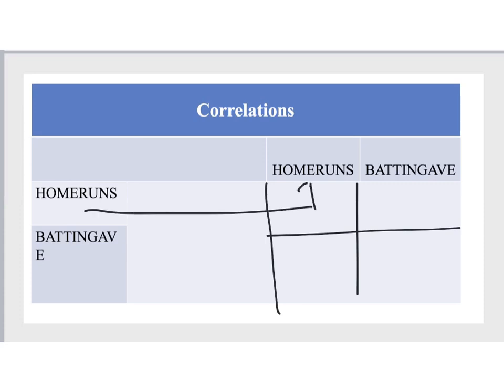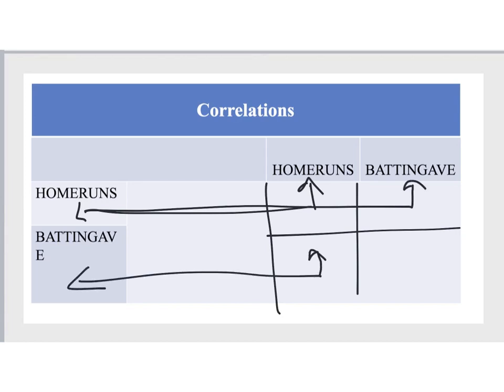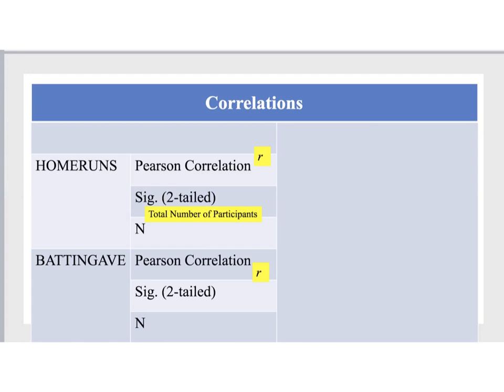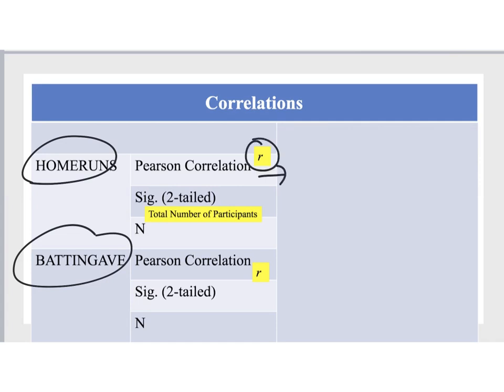Home runs to home runs. And then you got home runs to batting average. Batting average to home runs. And then you got batting average to batting average. These are like dividing them into themselves. Now these center boxes right here, again, these are your variables. Okay, Pearson correlation, or you'll see the letter R here. Okay, this is the little R that is italicized. When you write everything up when you're talking about correlation, it's going to be R, italicized, equals, and then there's a 3-digit number.